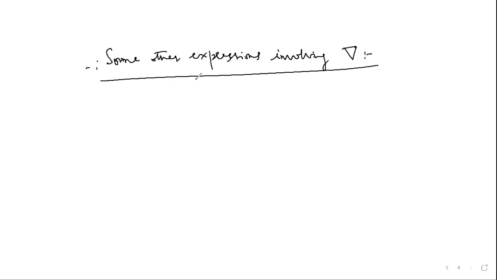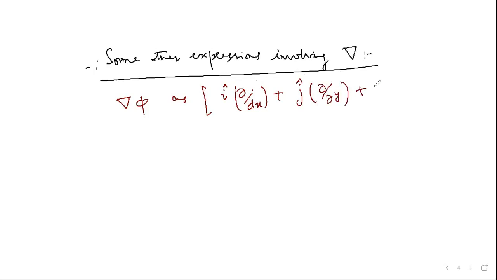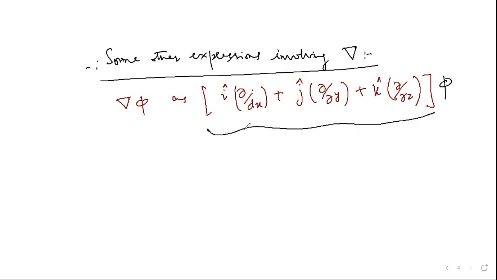Now if we write del phi, that is gradient of phi, as i cap dou by dou x plus j cap dou by dou y plus k cap dou by dou z of phi, right? Then this bracket we call del, right?